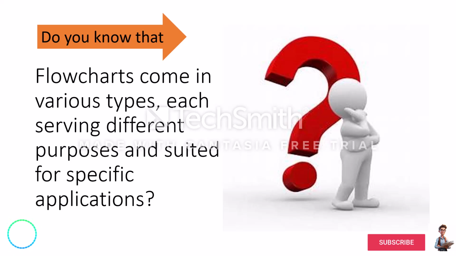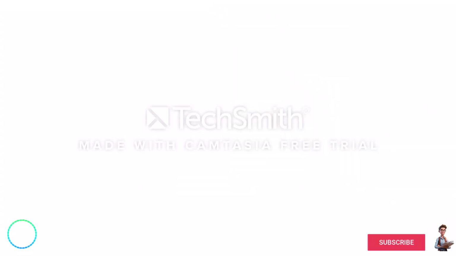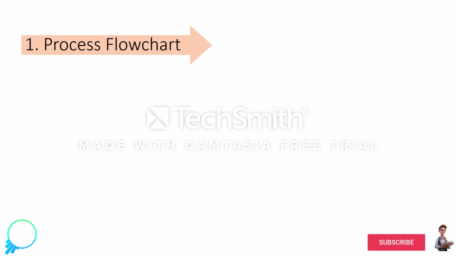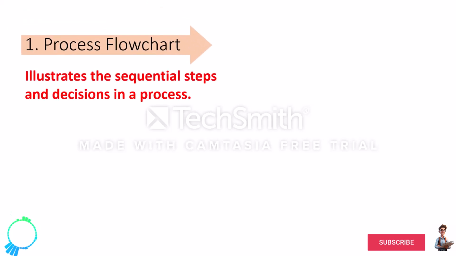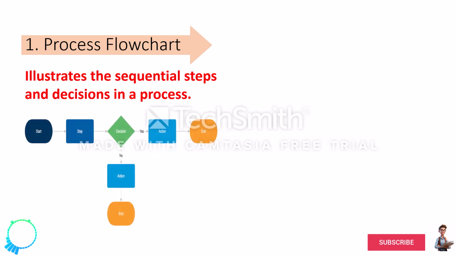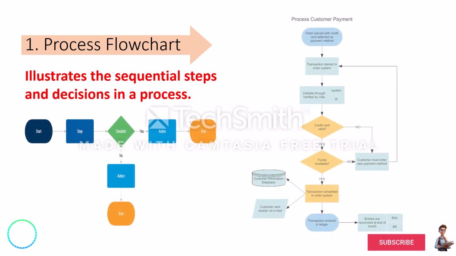Do you know that flowcharts come in various types, each serving a different purpose and suited for a specific application? Now let's look at them. The first one has to do with process flowcharts. They illustrate the sequential steps and decisions in the process. That is an example of it. So this one is a process for customer payments, as you can see, and they use a credit card to process the customer payment.